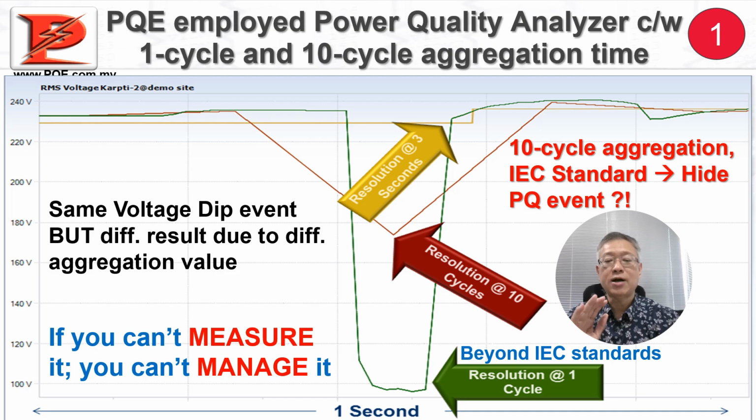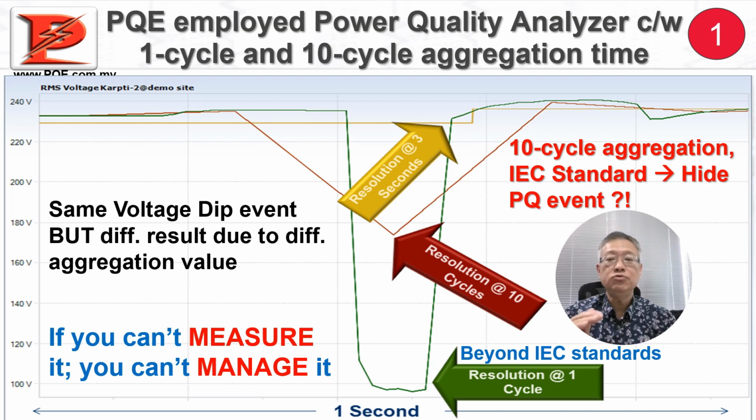But you can see from this graph that there is a difference in using various types of aggregation time. So for example, with 3 second aggregation, no dip is recorded. With 10 cycle, according to the IEC requirement, it recorded the dip at 170 volt. But if you go beyond the IEC standard using a single cycle, you can see the dip recorded is much more detailed, which happened at 90 volt.